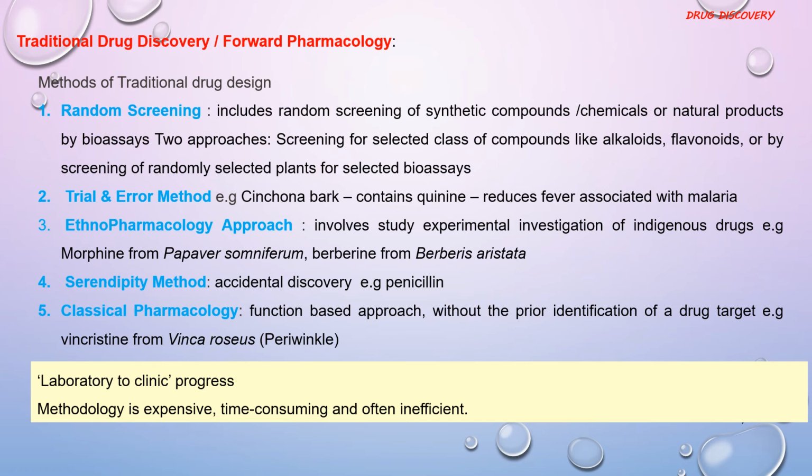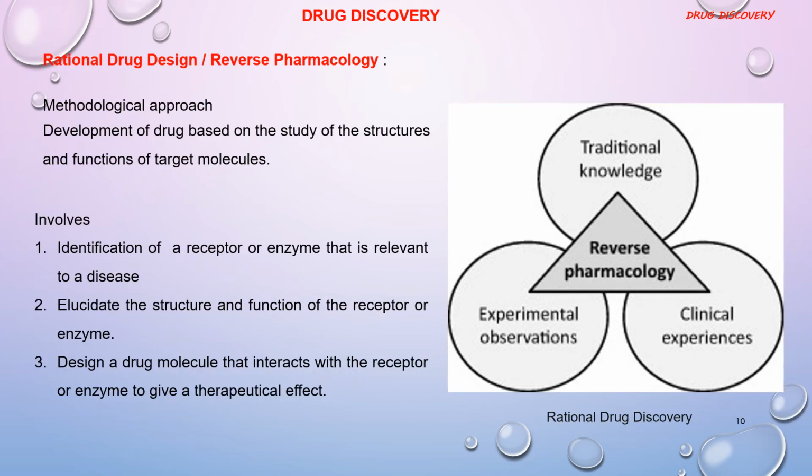The main disadvantage of the traditional drug discovery method is that it is expensive, time consuming, and often ineffective or inefficient. The conventional drug discovery process was a result of an unsystematic, random, and serendipitous approach.